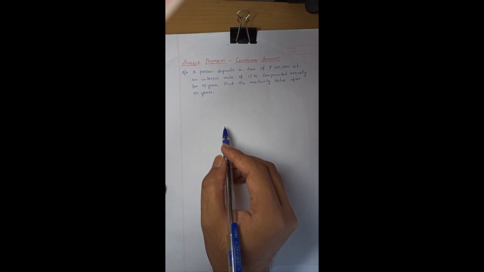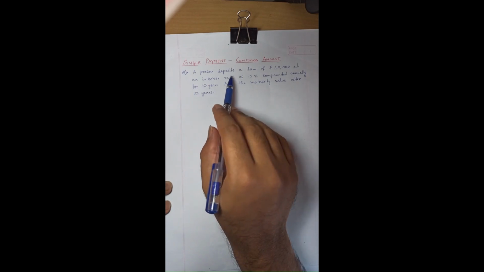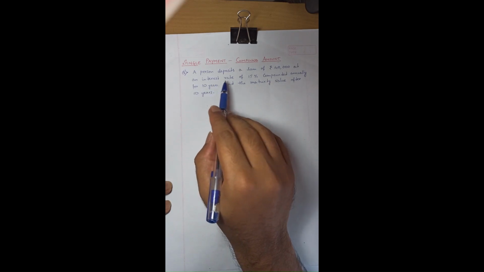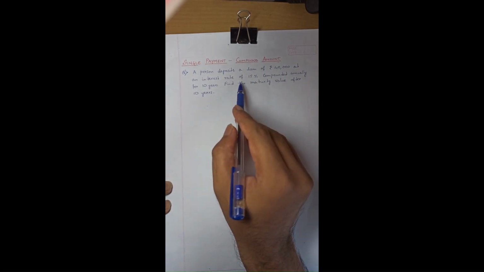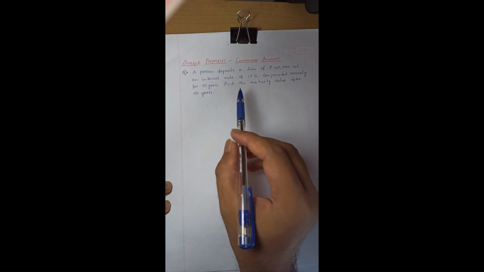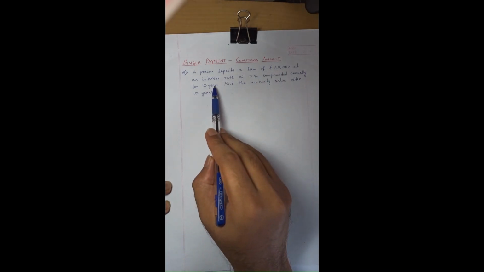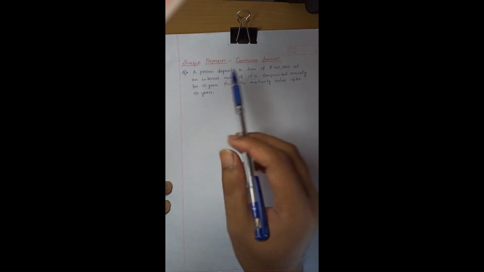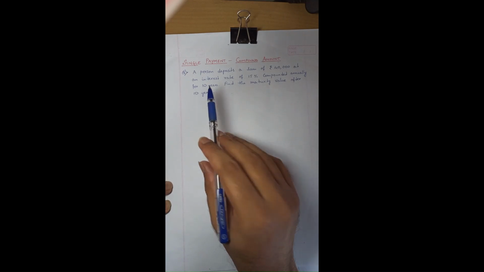Okay, we'll now solve our problem on single payment compound amount. A person deposits a sum of rupees 40,000 at an interest rate of 15%, which is compounded annually for 10 years. Find the maturity value after 10 years. So this is the question. A person is depositing 40,000 rupees in a bank for 10 years and the bank is giving an interest rate of 15%, which is compounded annually. So you are supposed to determine how much he is going to get after 10 years.